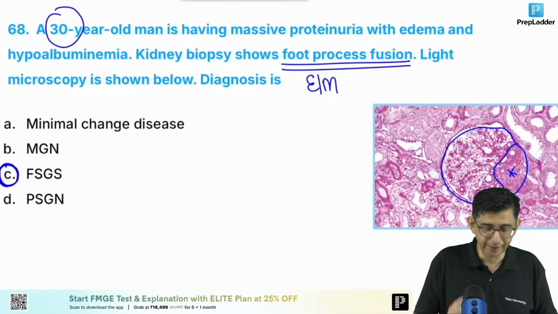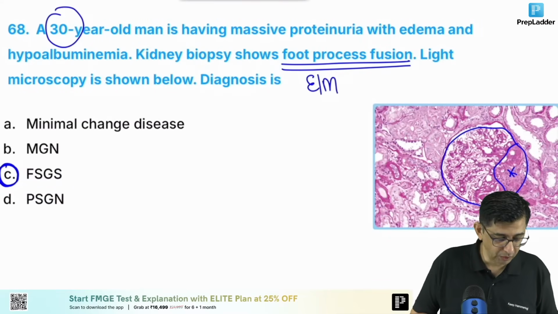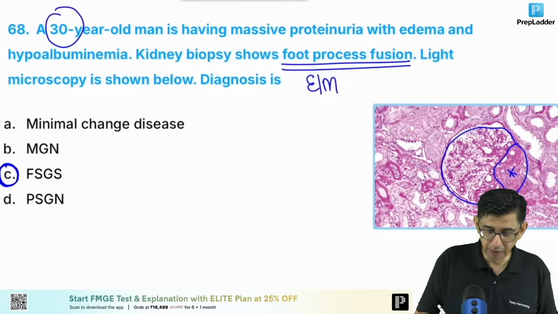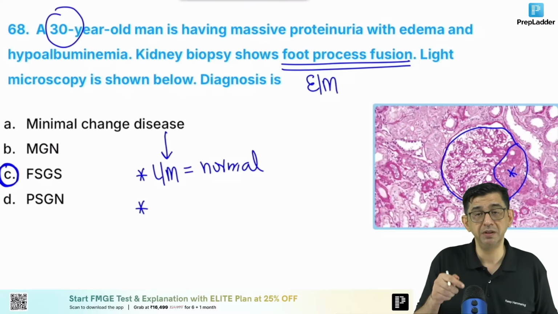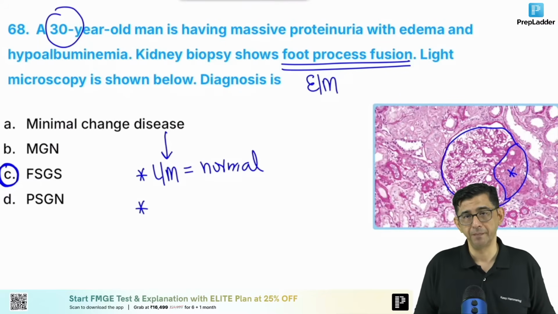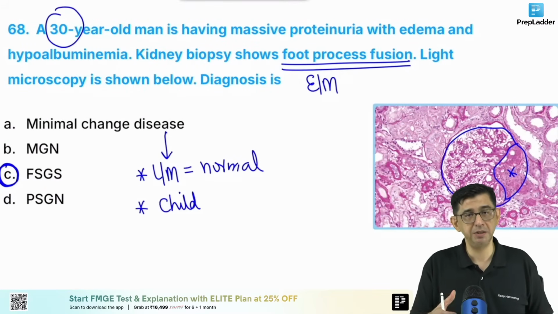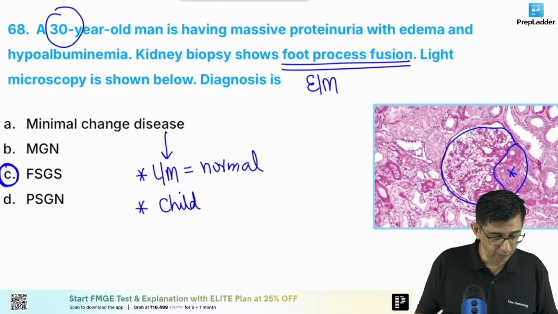Yes, the error did come. I was waiting for that, and I just want to remark that on focusing on the words foot process fusion, don't think that it is minimal change disease, because that is seen in children, and in minimal change disease light microscopy is normal. That's why the name is minimal change. The second aspect is that this disease would be more common in children, whereas our patient is an adult. More importantly, there is this focal involvement that is present.